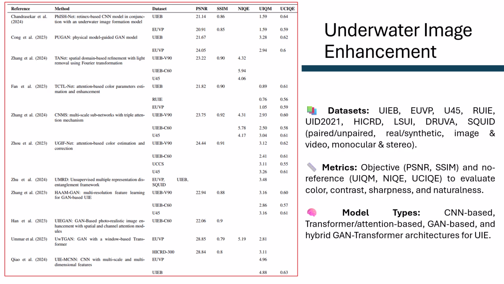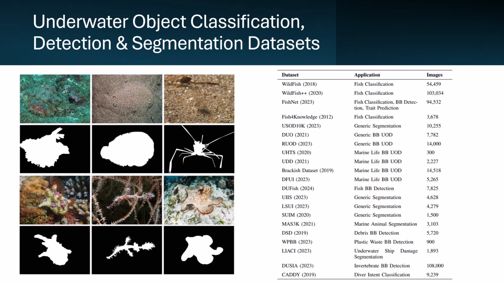Recent literature explores CNN-based models, transformer and attention-based approaches, GANs, and hybrid GAN transformer architectures for underwater image enhancement. Recent work has introduced datasets for underwater object classification, detection, and segmentation tasks. Such tasks include fish classification like wildfish, wildfish++, fishnet, and fish for knowledge, as well as generic underwater object detection sets such as USOD10K, DUO, and RUOD, and marine life detection datasets including UHTS, UDD, brackish, DFUI, and DUFish.